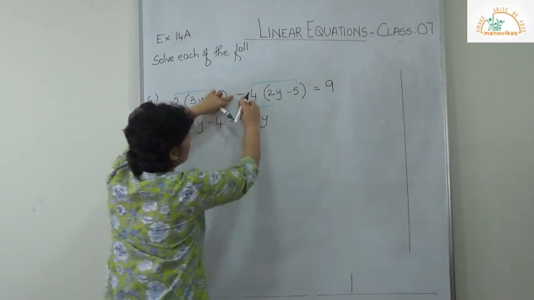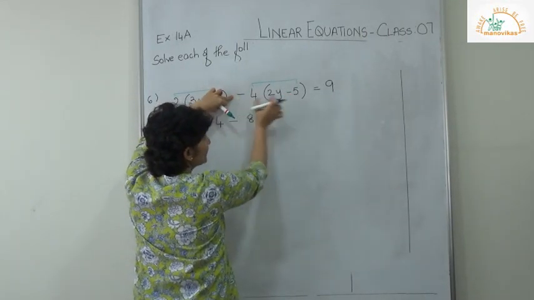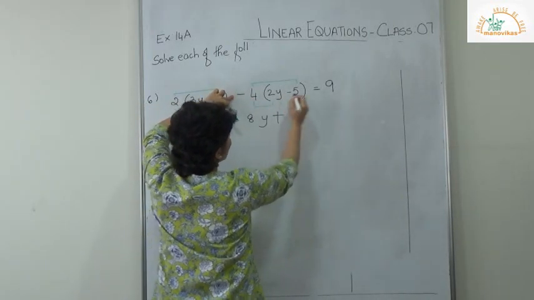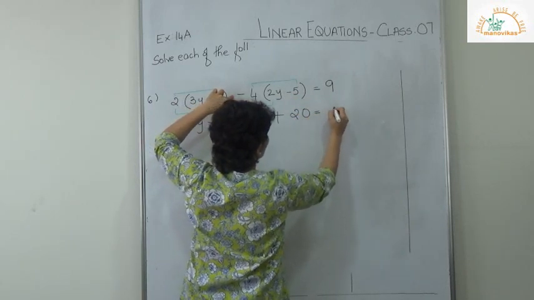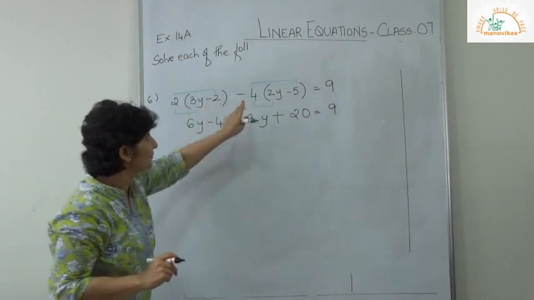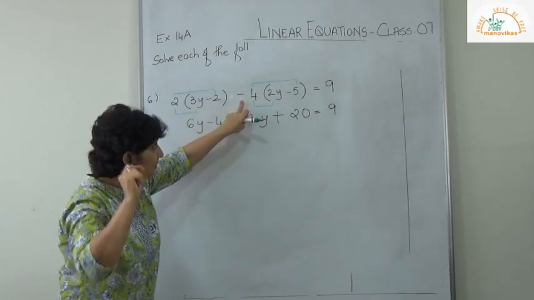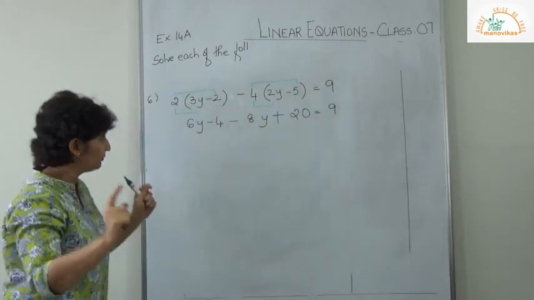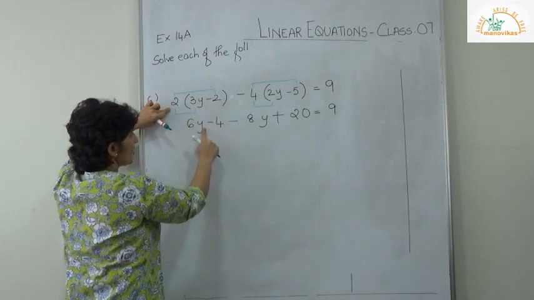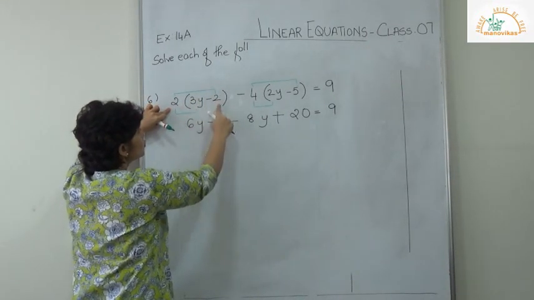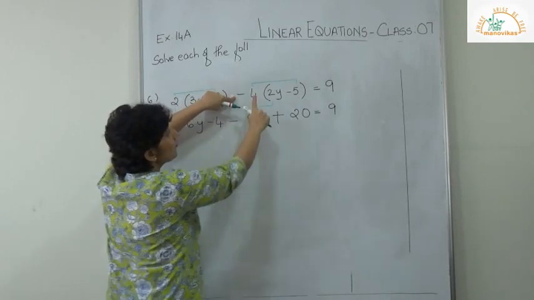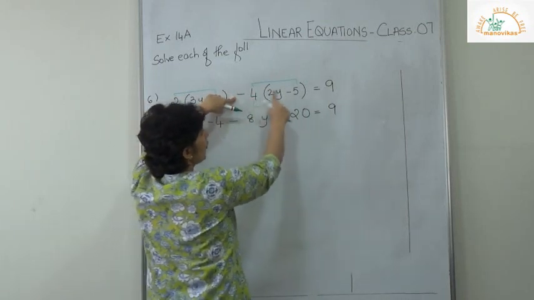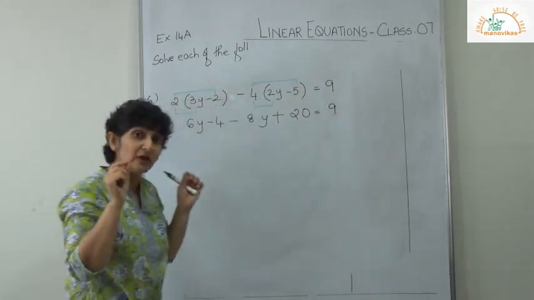Children, now be careful. Minus into minus, because you're multiplying minus 4 into minus 5. So minus into minus makes it plus. 4 5s are 20, which is equal to 9. Always remember, children, when you have negative, keep your finger there so that you remember that you have to be careful while multiplying the second number here. I repeat, 2 3s are 6y minus 2 2s are 4 minus 4 2s are 8y minus into minus gives me plus 4 5s are 20, which is equal to 9.